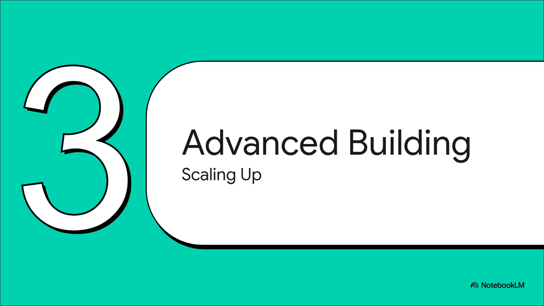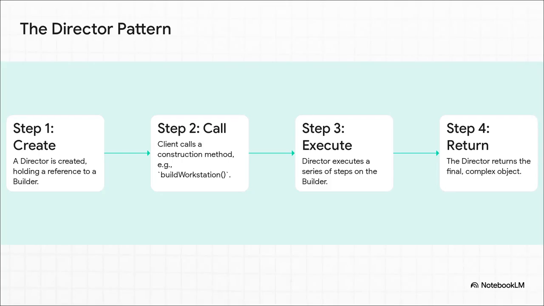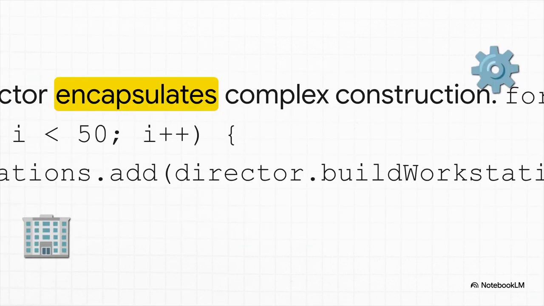Six months later, a whole new challenge pops up. Huge corporate clients wanting dozens of standardized computers all at once. How could she possibly scale up for that? Well, this is when Carlos introduced her to the director. Think of it like a foreman on a construction site. The director knows the blueprints for standard models. It takes a builder and runs a predefined set of steps to create, say, a standard workstation. Perfectly, every single time. And this made those big enterprise orders incredibly simple. Need 50 identical workstations? You just tell the director to get to work. The director handles all the complicated steps, and Sofia can fulfill these massive orders with just a couple of lines of code.